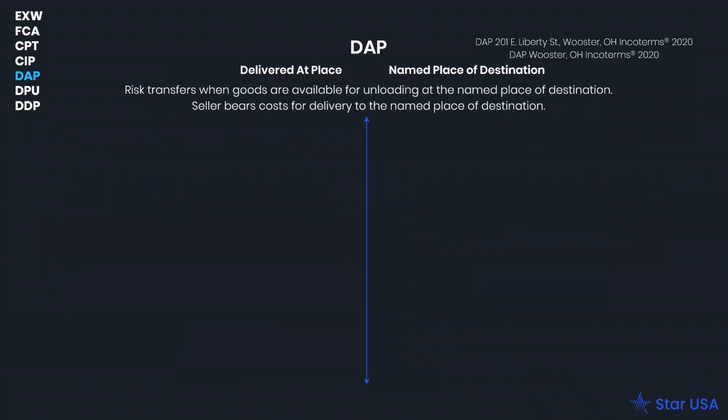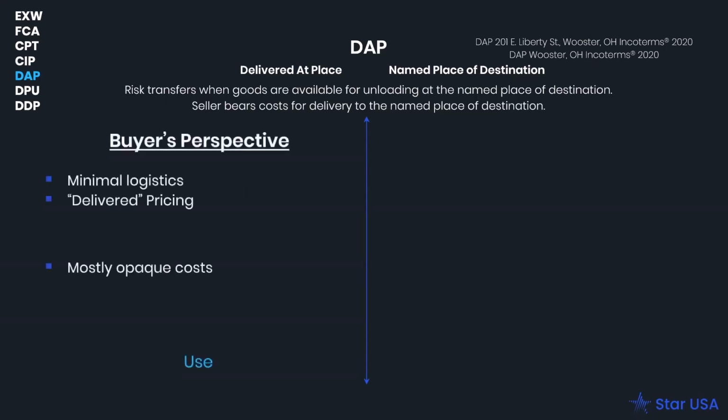Okay, now we're into the D terms. There are 3 D terms, and DAP being the first one, which stands for delivered at place. And you would name your place of destination. In this event, risk transfers when the goods are available for unloading at the named place of destination. So when they're made available for unloading. And that's a key contrast with the next term that we'll look at. The seller bears the cost for delivery to that named place of destination. From a buyer's perspective, there's minimal logistics.